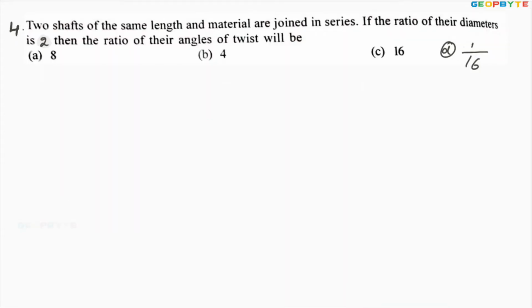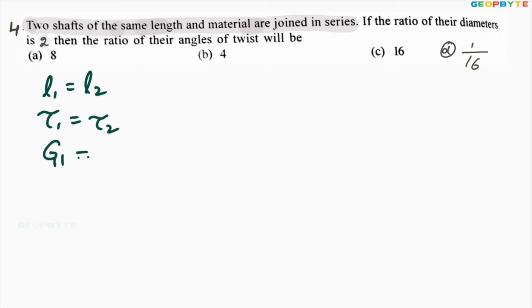Look at the fourth problem. Two shafts of the same length and material are joined in series. Same length means L1 equal to L2. Same material means I can say G1 equal to G2, shear modulus for the first shaft equal to shear modulus for the second shaft. These are all the conditions given. Shafts are in series.